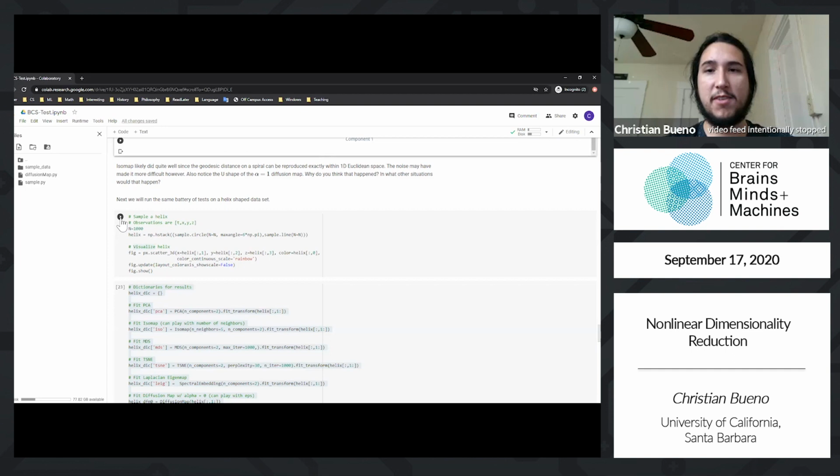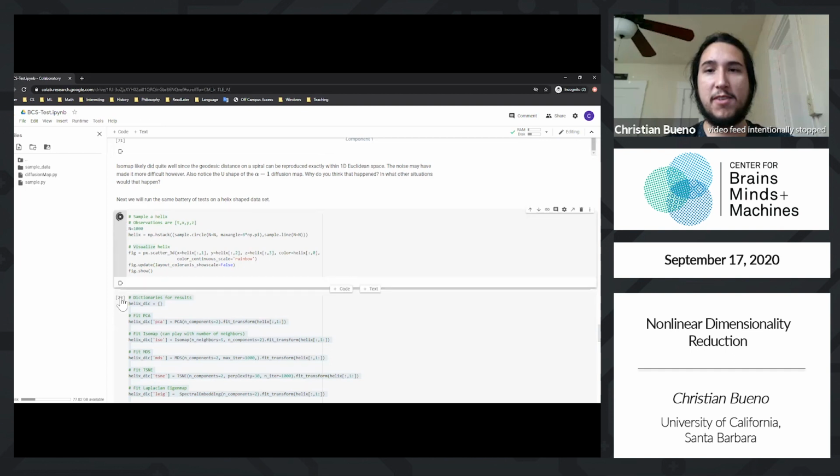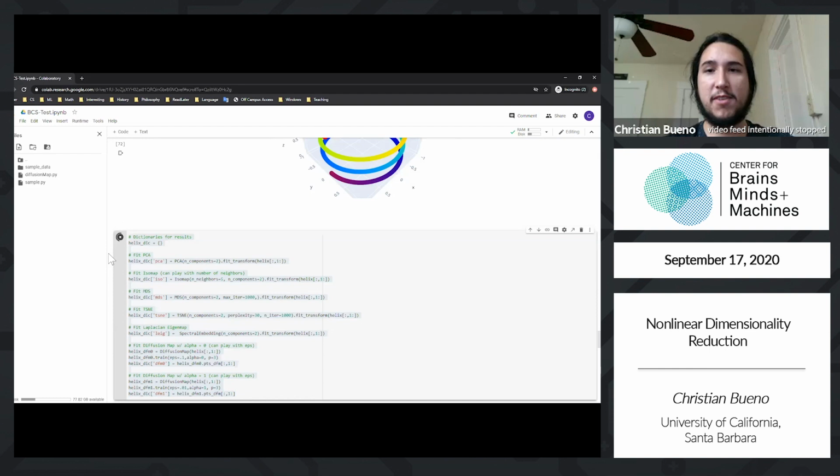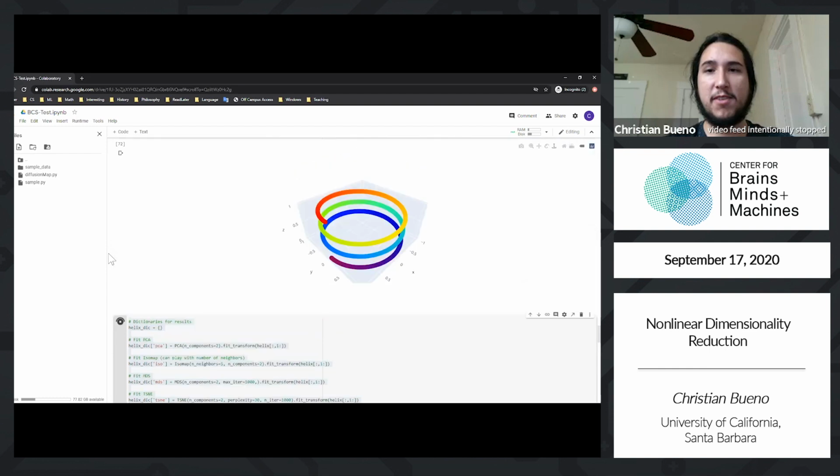So now let's do a helix. A helix is also a curved segment. So I've kind of spoiled it by telling you what to expect for a curved segment and diffusion maps, assuming, you know, bad things don't happen.